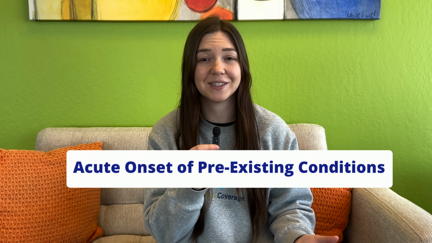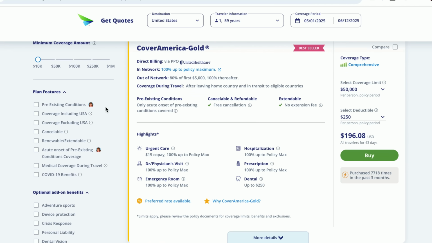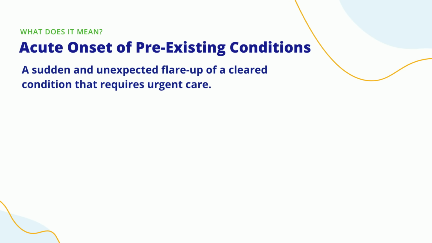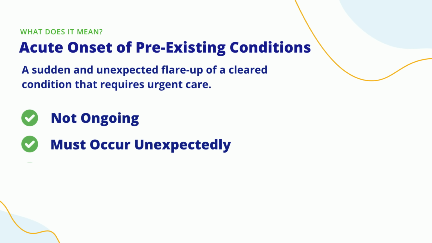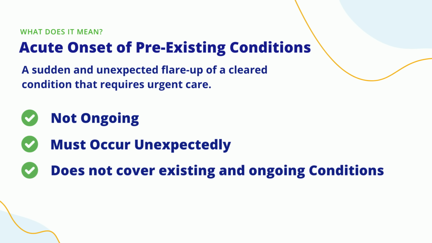A discussion about pre-existing conditions wouldn't be complete without talking about acute onset of pre-existing conditions. You will see this type of coverage more often on plans. You might be thinking, isn't that the same thing as pre-existing conditions? It sure sounds like it, but unfortunately, it isn't the same as pre-existing conditions coverage, but it can still help for travelers with a medical history. Acute onset means a sudden or unexpected flare-up of a cleared condition that requires urgent care. Ultimately, the doctor treating you can determine if it's acute onset. But typically, an acute onset is a condition that is not ongoing and must happen unexpectedly without warning. Acute onset coverage isn't designed to cover existing or ongoing conditions.